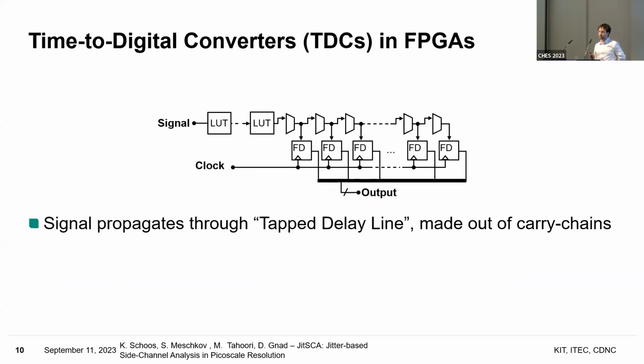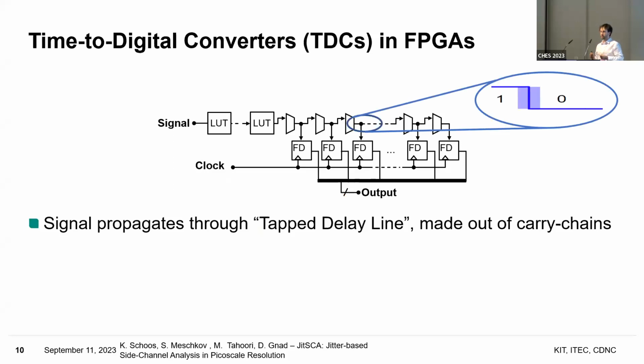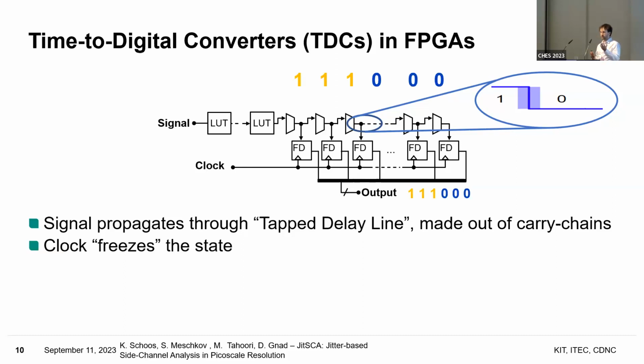For this, we use time to digital converters. So potentially it might work with other sensors too, but this is a good timing sensor. And in that, the signal propagates through a tap delay line, which is made out of carry chains. Typically, we have a clock, or we have any signal, and then a clock to sample this signal. So at some point, if we want to measure jitter, we also see a transmission from 1 to 0. And if this varies, like here, we see at some point there will be ones, there will be zeros again. And if this varies, we have a change at which position in this output we would see the clock edge. So the clock freezes the state of this output.